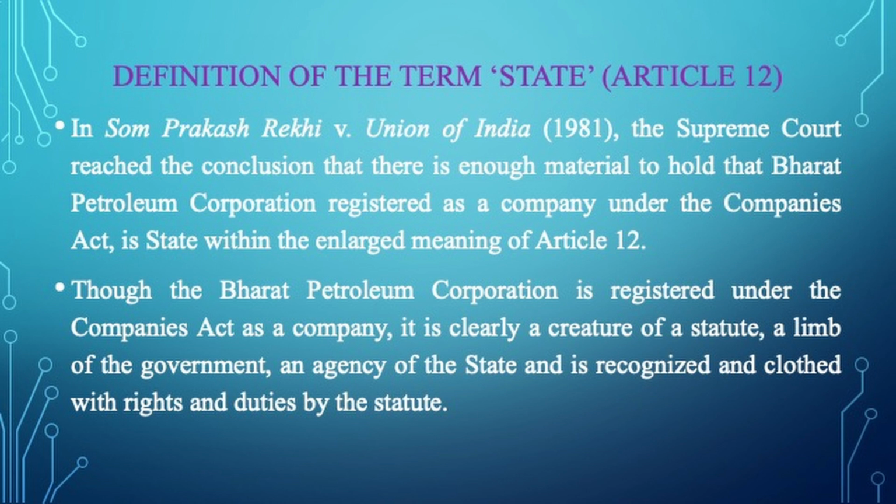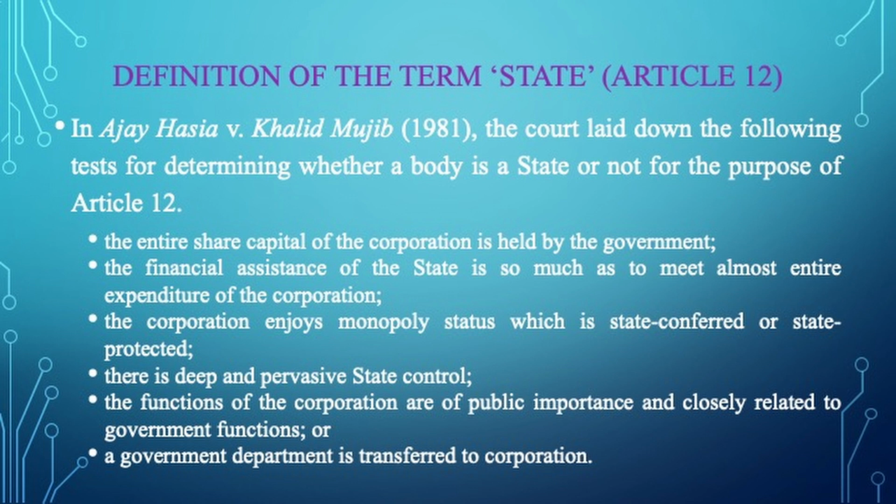In Som Prakash, the Supreme Court reached the conclusion that there is enough material to hold that Bharat Petroleum Corporation, registered as a company under the Companies Act, is state within the enlarged meaning of Article 12. Although registered under the Companies Act as a company, the Bharat Petroleum Corporation is clearly a creature of a statute, a limb of the government, an agency of the state, and is recognized and clothed with the rights and duties by the statute. In Ajay Hasia, the question arose whether Regional Engineering College Srinagar, established, administered, and managed by a society registered under the Jammu and Kashmir Registration of Societies Act, was a state within the meaning of Article 12.